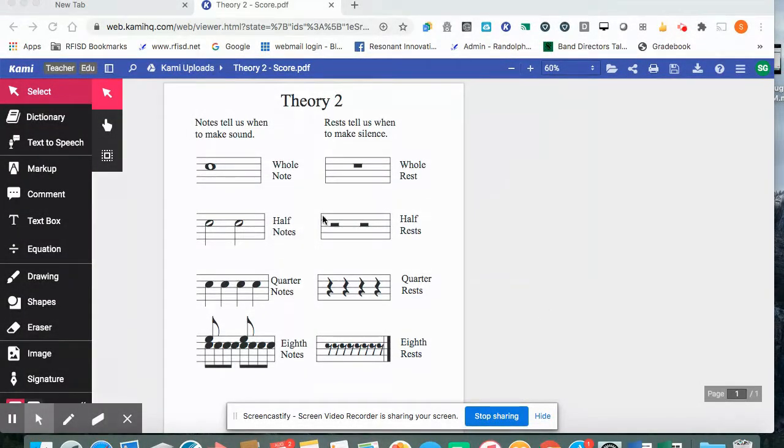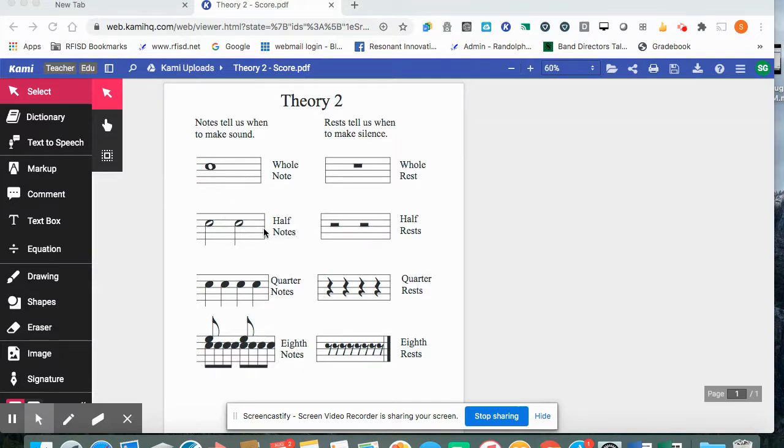In this video, we're going to talk about notes and rests. Notes are the symbols that tell us to create sound. Rests are symbols that tell us to create silence. Our first note is the whole note. It is just a circle that's hollow in the center. We call this the note head.